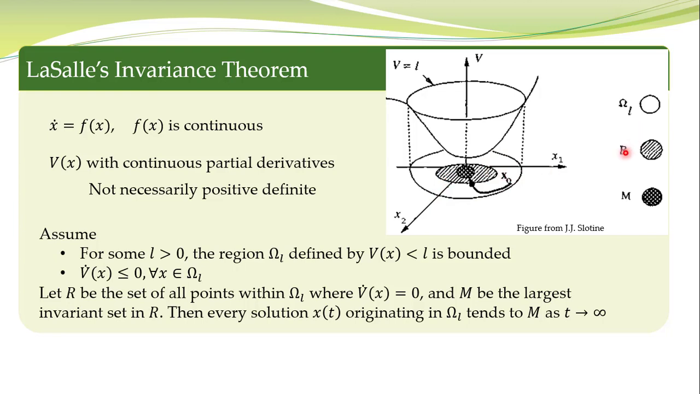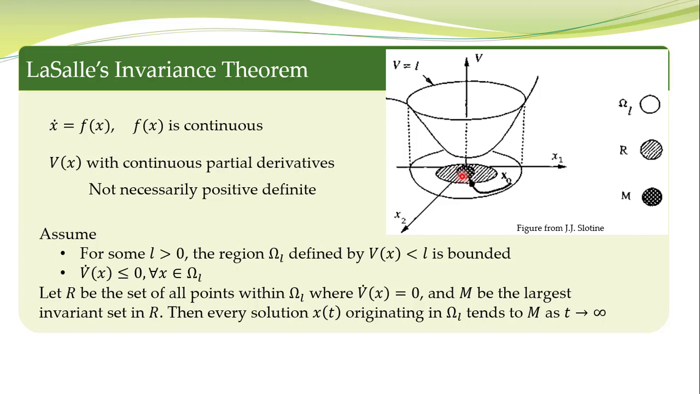Clear? And there is another set inside R which is an invariant set. So if that is the case, then any trajectory starting from this set will finally converge to the invariant set. This is the statement of this theorem. Is it clear or not? So this theorem states that any trajectory starting from this set omega L will finally reach this invariant set.